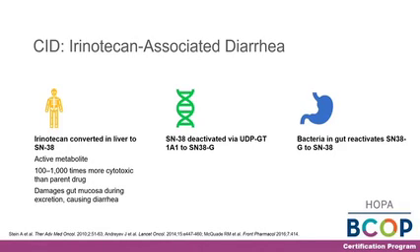As mentioned previously, irinotecan is commonly associated with the development of chemotherapy-induced diarrhea. Irinotecan is converted in the liver to a metabolite called SN38, which is an active metabolite much more cytotoxic than the parent drug. It causes damage to gut mucosa during excretion, which ultimately leads to the diarrhea. SN38 is deactivated to SN38G. However, bacteria in the gut ultimately reactivate it back to its toxic form of SN38.